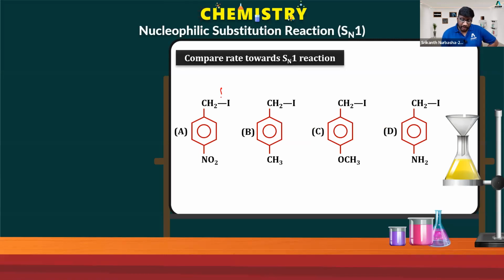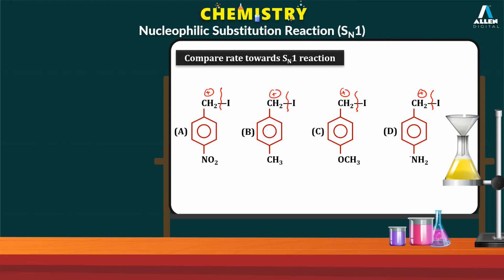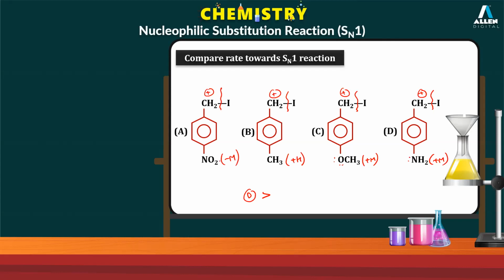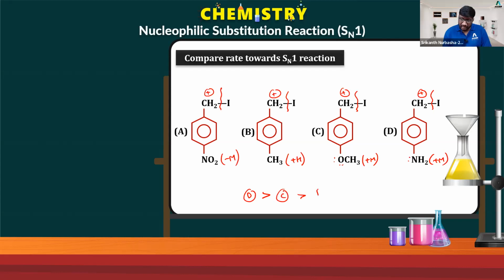Here you try to compare. The respective carbocations formed are these. The benzylic carbocations are formed, and we are converting the substituent to NO2, CH3, OCH3, NH2. Electron donating groups decrease the charge, thereby increasing stability. So D is a better electron donating group, because which group is this? OCH3 is +M. CH3 is what type of group? +H, hyperconjugation. NO2 is -M. So D, C, B, A.